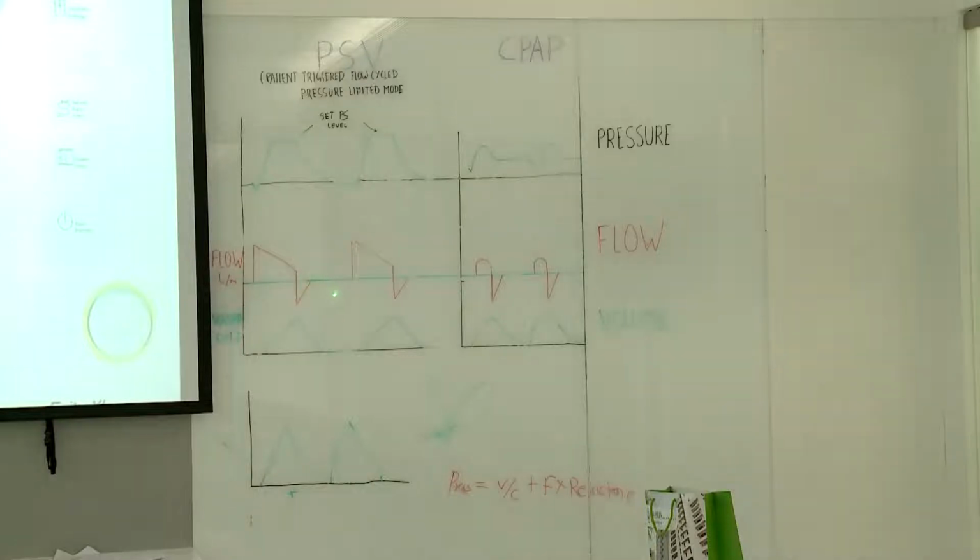The important part here is pressure support versus pressure control. This is PSV, but in pressure control and pressure support, what is the main difference? It is the cycling. Pressure support is flow cycled. Flow cycled means once the flow reaches 25% of the initial flow, the machine will change from inspiration to expiration.